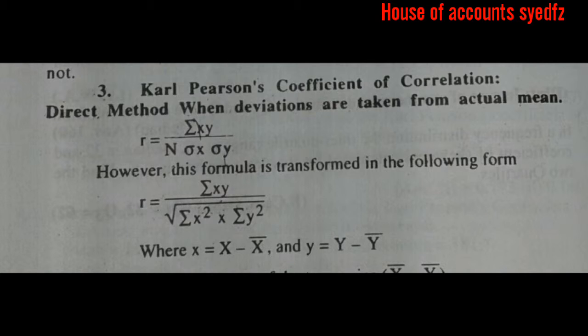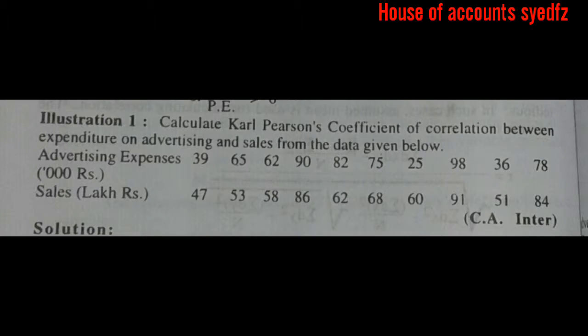Okay, in place of this we can take this formula, where x is equal to x minus x bar, the mean, and y is equal to y minus y bar, the mean. Okay, let's see how the question is executed. We have two formulas. First let's see the question.